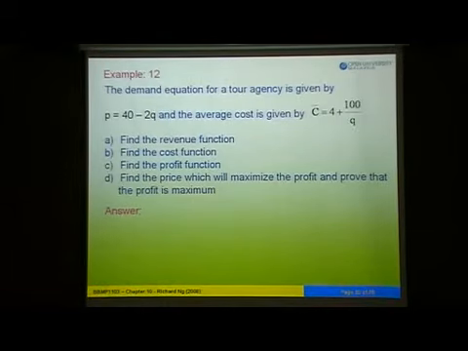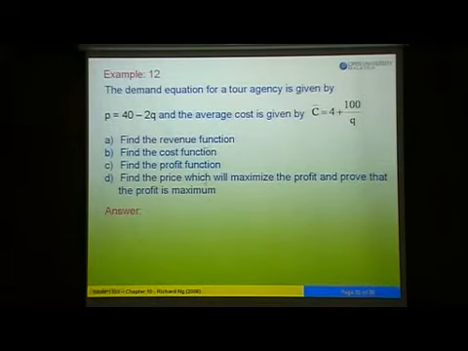Okay, next look at example 12. The demand equation for a tour agency is given by P equals 40 minus 2Q, and the average cost is given by C bar equals 4 plus 100 over Q. So we need to find the revenue function, the cost function, and then followed by the profit function, and finally we are asked to find the price which will maximize the profit, and then we need to prove that this profit is maximum. So this type of question normally will give you 20 marks.